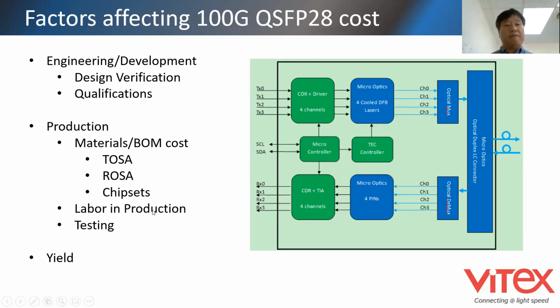And the second big factor is obviously the manufacturing part of it, or production. We just picked a block diagram of, in this case, 100 gig LR4. As you can see, this is a typical example, but if you open up the transceiver case, you'll see optics.